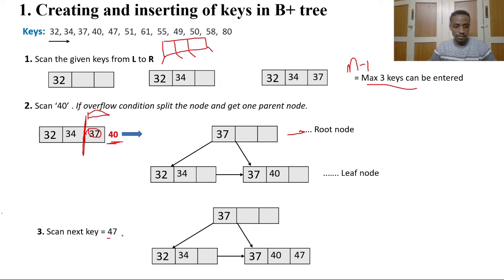Next we scan 47, and 47 is greater than 30. We will go down to the right child and add it next to 40 because 47 is greater than 40. So we have a space here. We can directly insert, this is the simple case. So we'll insert here. How we insert is also what we are discussing here.